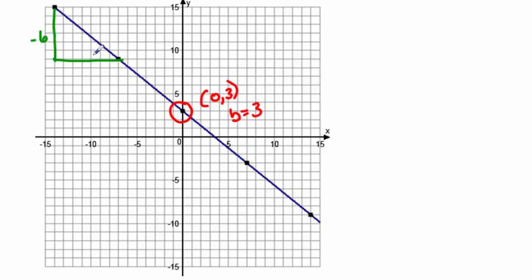I've got a -6 rise with a run of 7. So my slope is -6/7. My m value is -6/7. Therefore, the equation of this line is y equals -6/7 x plus 3.